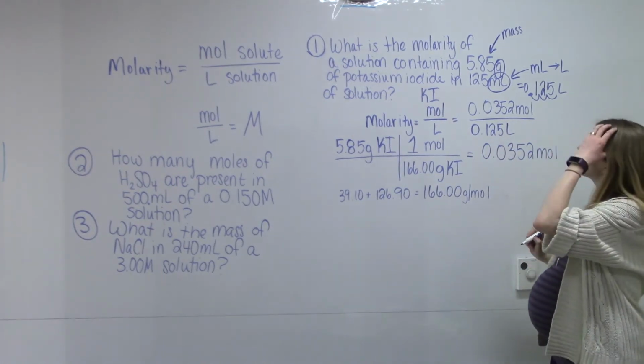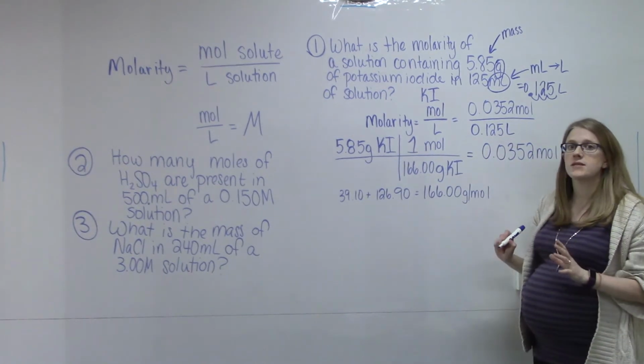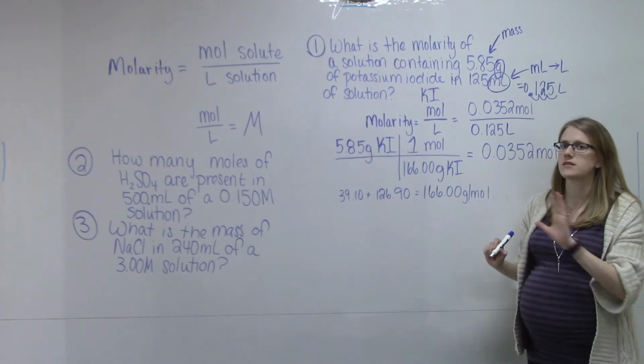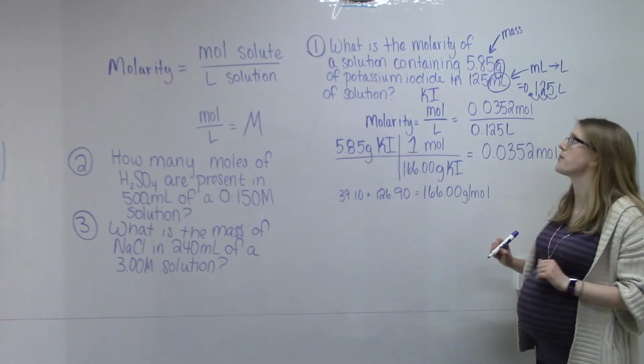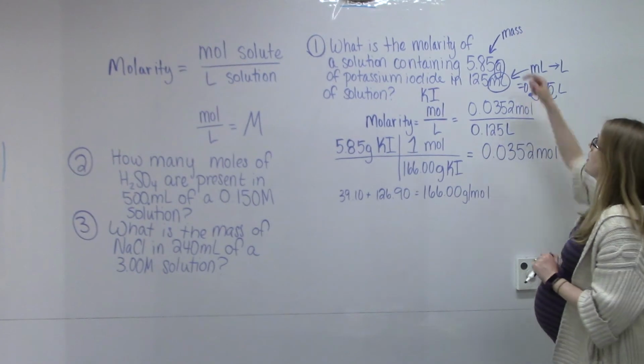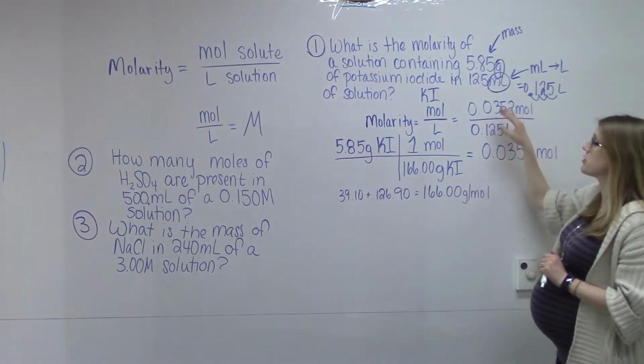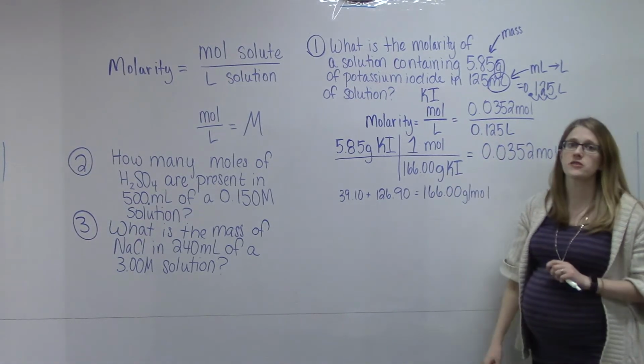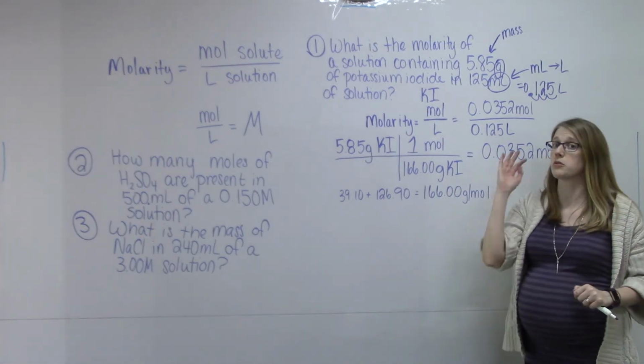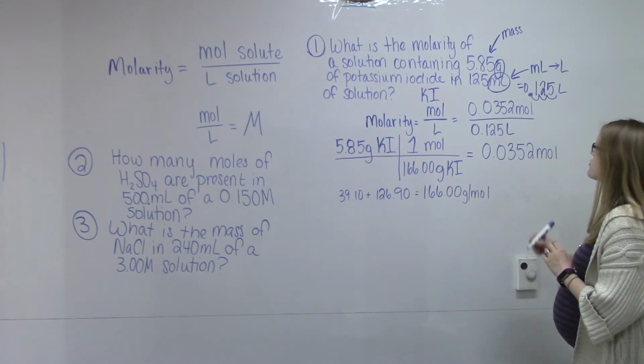Now, my honors kids, I want you to notice here, because I need to take some time to talk about sig figs. Academic kids, I never taught you about sig figs, so you don't have to worry about this. But honors students, 3 significant figures here, 3 here. So we're dividing. Our final answer needs to have 3 significant figures, so please don't forget about those sig figs as you're doing your calculations.